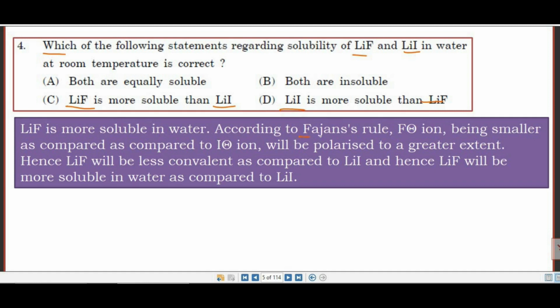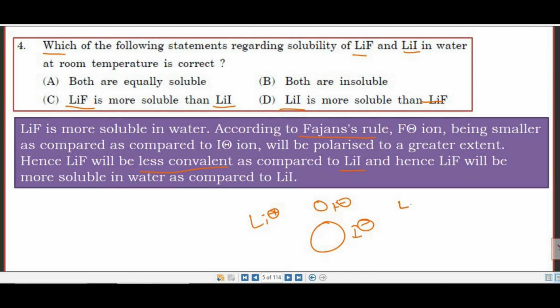Because according to Fajan's rule, the fluoride ion, F minus, is smaller in size and the iodide ion is larger in size. Lithium being smaller, the larger iodide will be polarized to a greater extent. Hence, lithium fluoride is less covalent as compared to lithium iodide. Hence, lithium fluoride will be more soluble in water as compared to LiI.